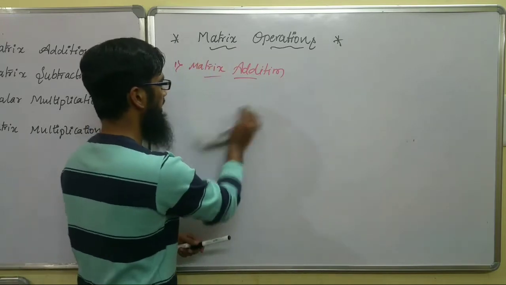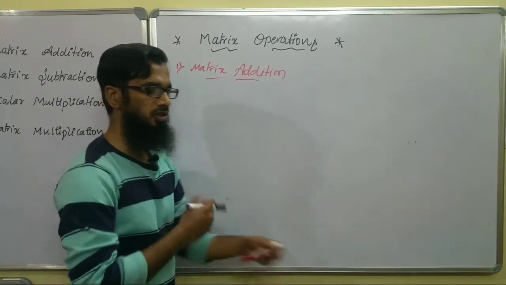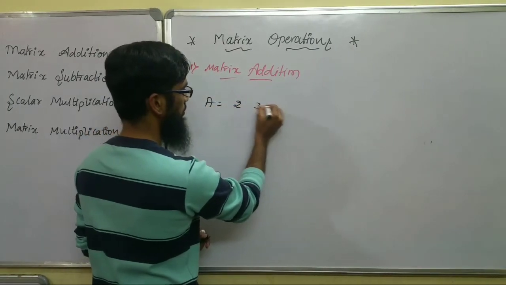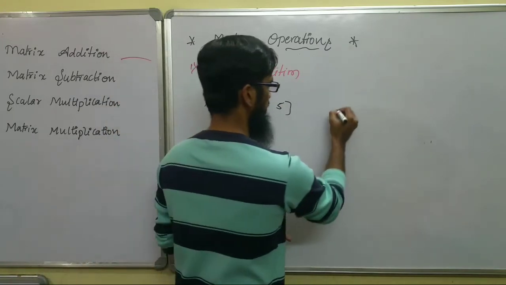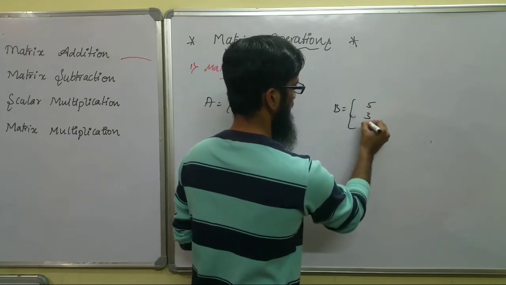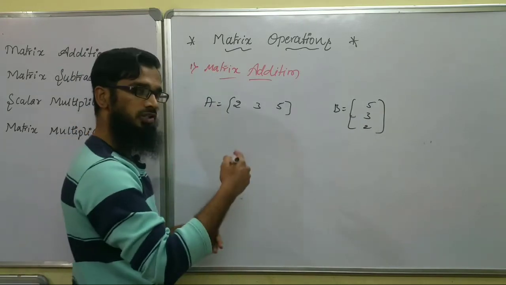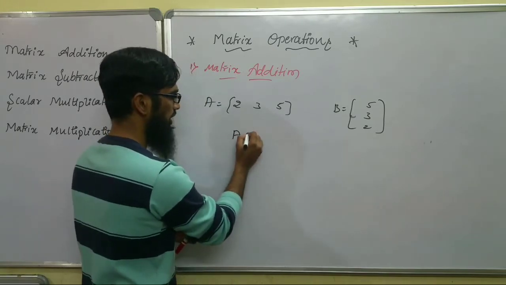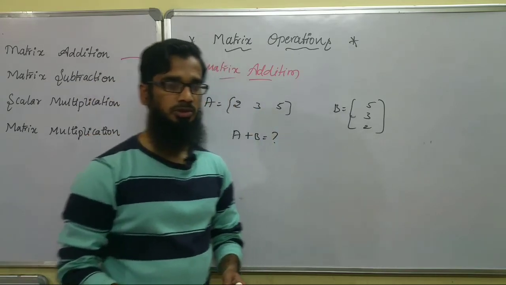Now how do we add two matrices? Suppose I consider two matrices. A is equal to 2 3 5, and B is equal to 5 3 2. Can we add these two matrices? Let us see how we can add A plus B, and what will be the matrix that is the answer.